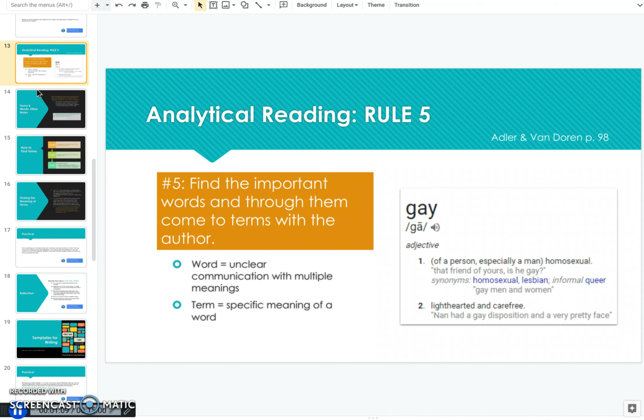All right, so what we would say is the word gay, Adler and Van Doren would say this, right? The word gay, it's unclear, but this definition, either of homosexual or lighthearted, carefree, is the term. It's the specific meaning of how the author is using it. So when we say come to terms with the author, do you understand the terms the author is using?